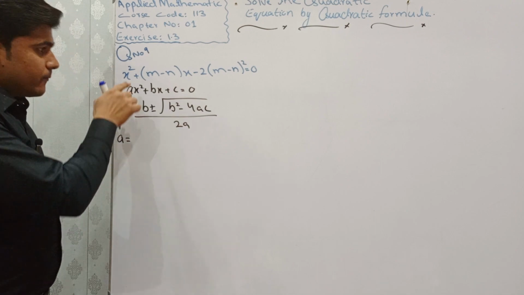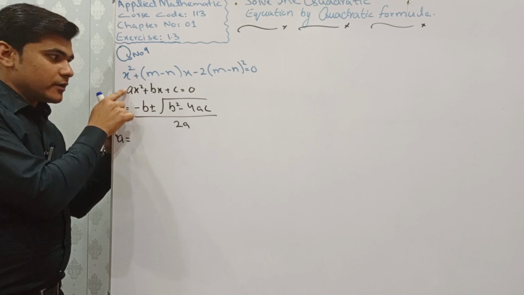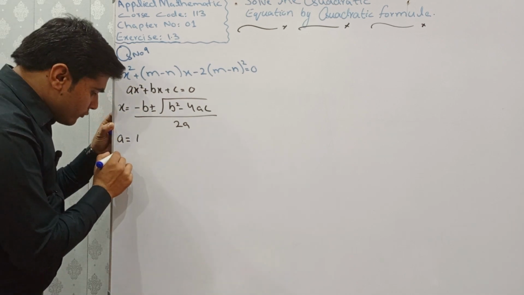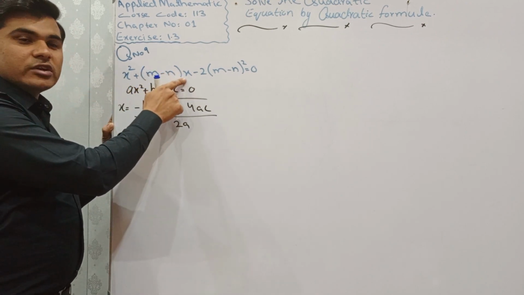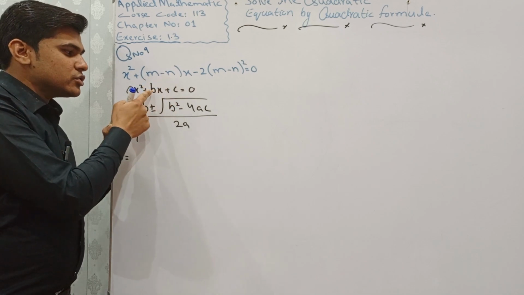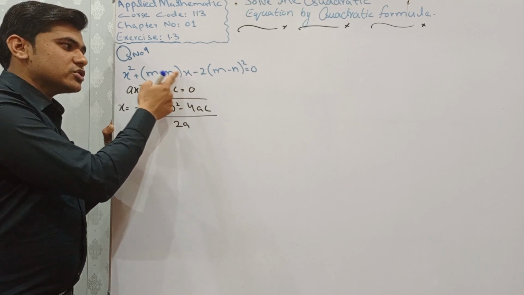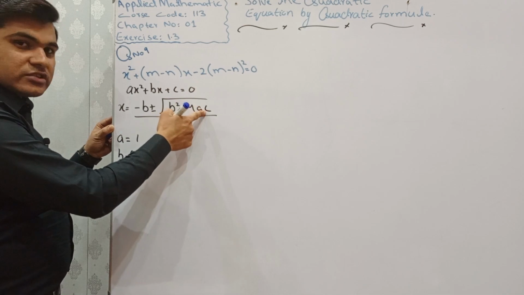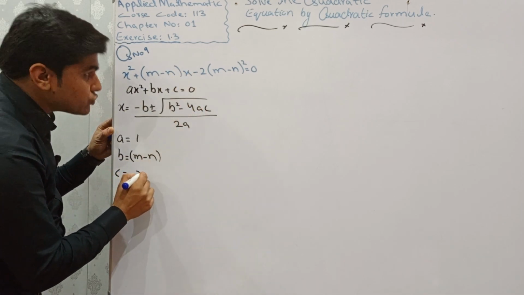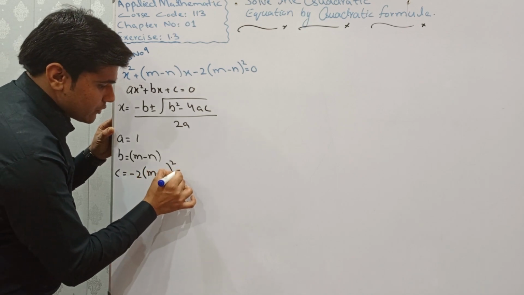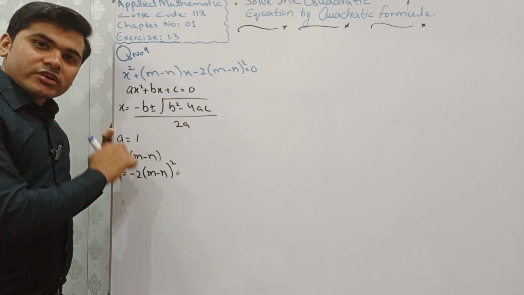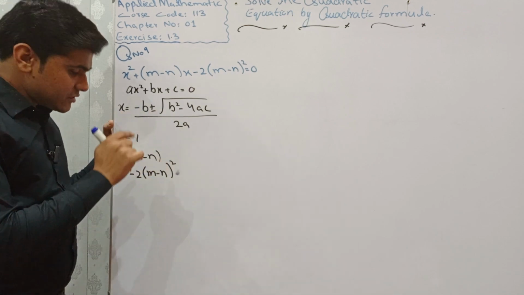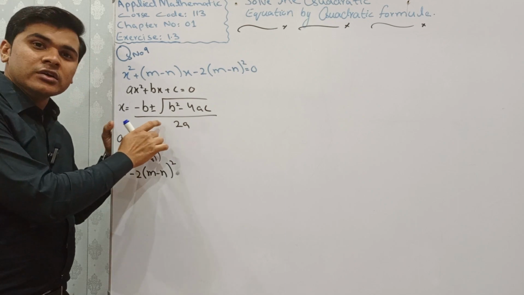The coefficient of x square is a. In the given equation the coefficient of x square is 1, so the value of a will be 1. Then we have b. The value of b in our given equation is m minus n, because the coefficient of x is b. So in the given equation the coefficient of x is m minus n, so the value of b will become m minus n. Then we have c, the constant. c is equals to minus 2 times (m minus n) whole square. Okay, so we have extracted all the values of the variables that are being used in our quadratic formula from the given equation. So in the next step, simply substitute these values in the quadratic formula.